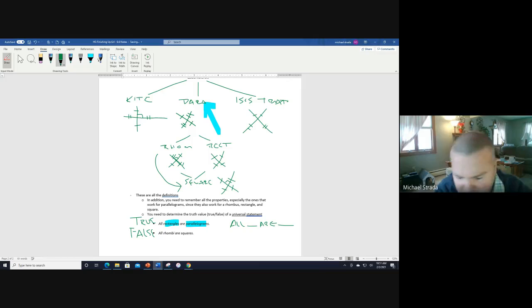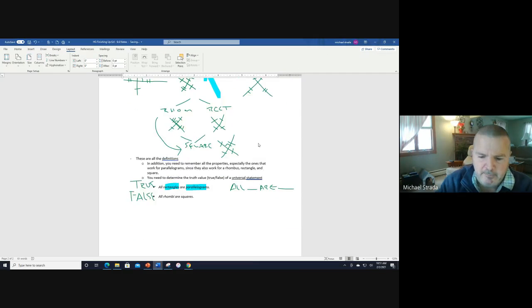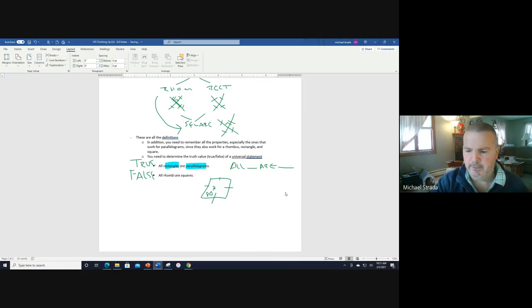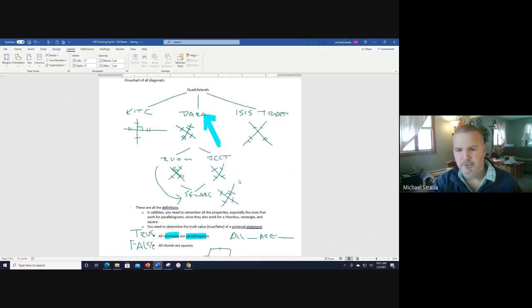All right? And you would have to give a counterexample. So a counterexample for that would be to draw a rhombus. Now, how do you show it's not a square? Well, it can't be a 90-degree angle. So all you do is label it with an angle different than 90. So let's say 80. All right. So you have to be able to determine the truth value of a universal statement. Okay. Good.